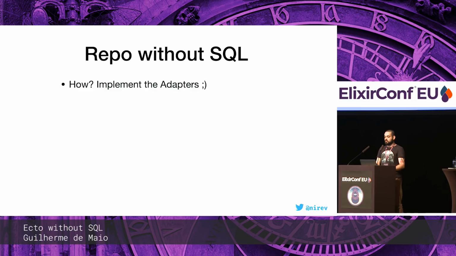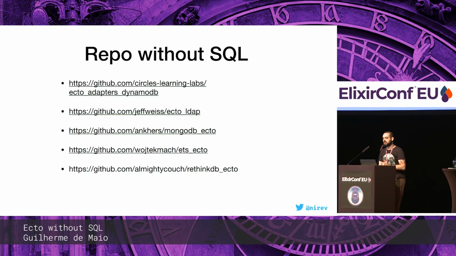So, start with Repo without SQL. The how is easy. Ecto already provides us all the adapters, so there's nothing preventing you from implementing those adapters for stuff that is not an SQL database. You could, I don't know, save those tracks as a file and then retrieve them from the file. In fact, I went to Hex and GitHub searching for different adapters, and I found quite a few, well, not a lot, but some examples.